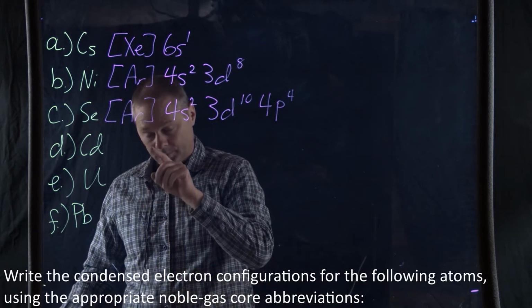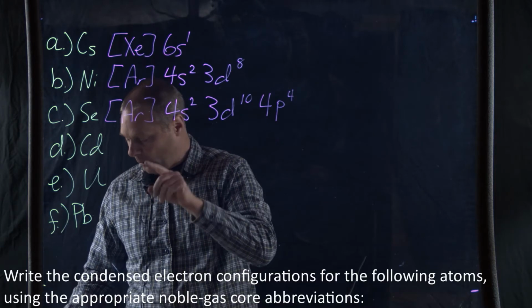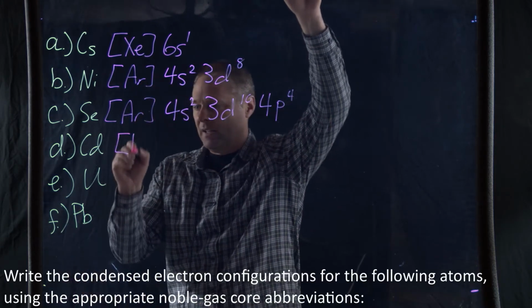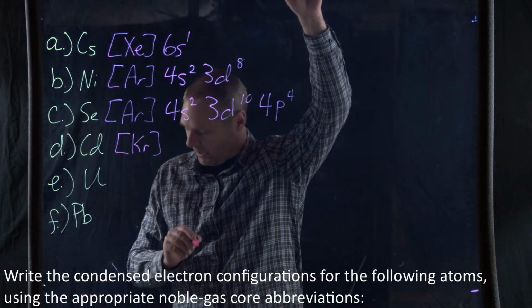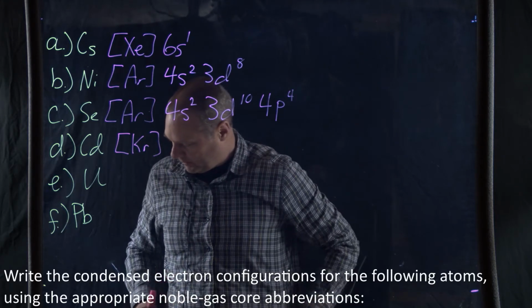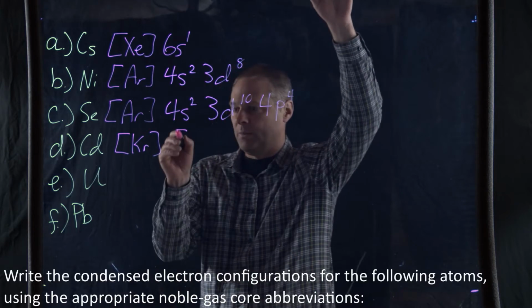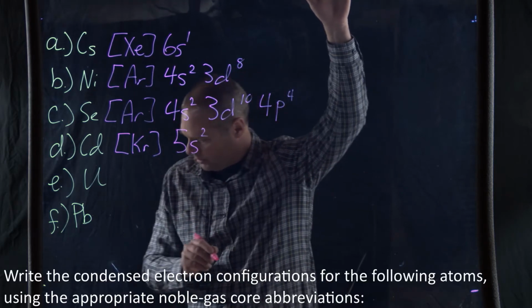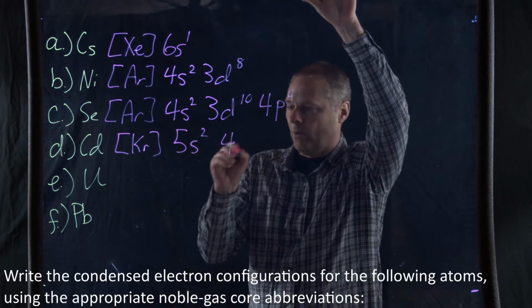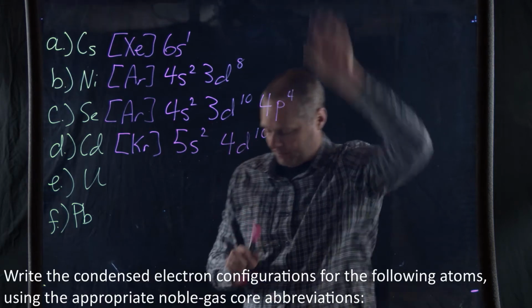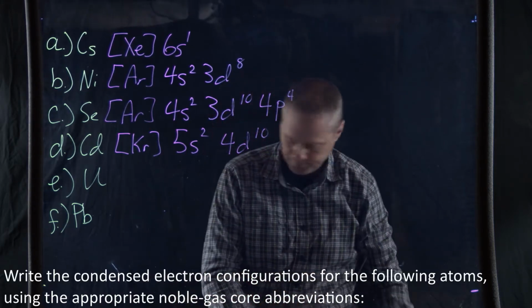Cadmium, you go to the noble gas before cadmium, and that's going to be krypton. You start at krypton and go forward, which is going to be 5s2, 4d10. That one's done.